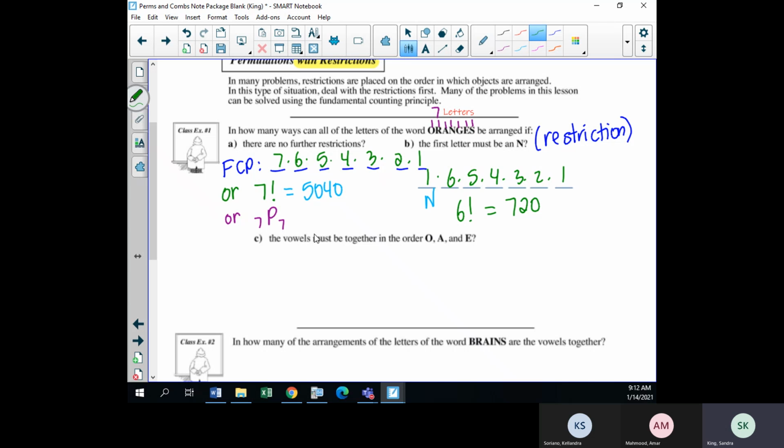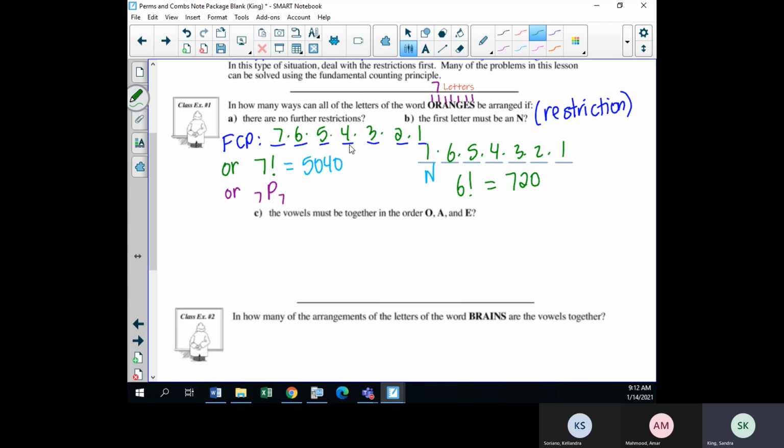Okay, C you have not seen before. So A and B would need to go on a study sheet because you should be good with A and B. C would go on a study sheet. The vowels must be together in the order O, A, and E. So once I get to these types of questions, I want you guys to start thinking of discs.